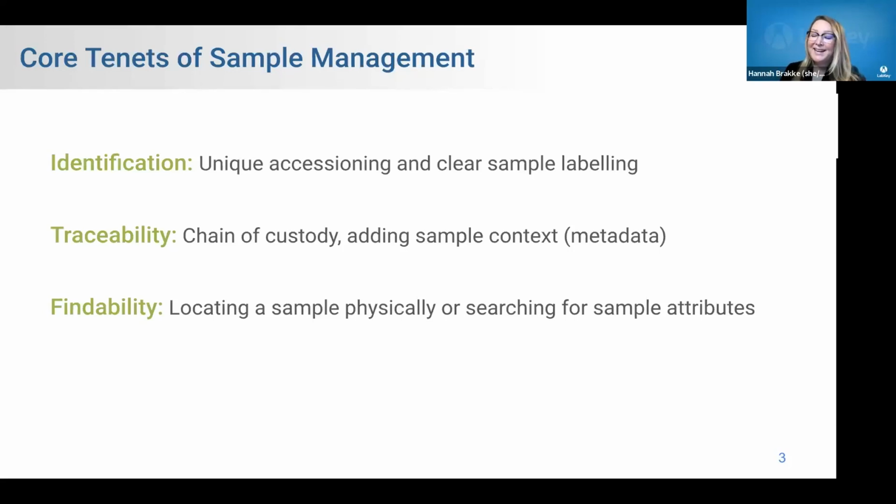And then findability of a sample is also really important. So you can go through all of the work of identifying it and making sure that it's traceable, but if you can't actually locate it physically in your lab, that becomes very problematic for your research. So making sure that you can find the sample both physically, but then also finding that sample as you're looking for samples with certain attributes can be very helpful as you're thinking about sample management needs.